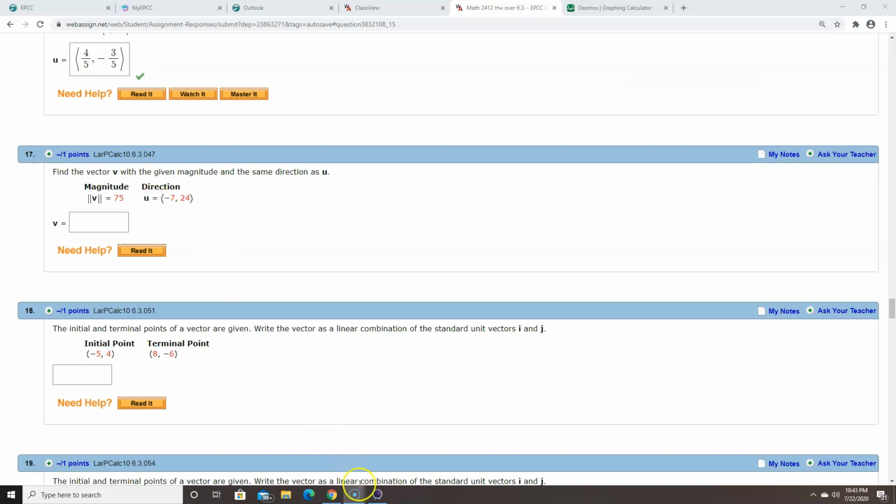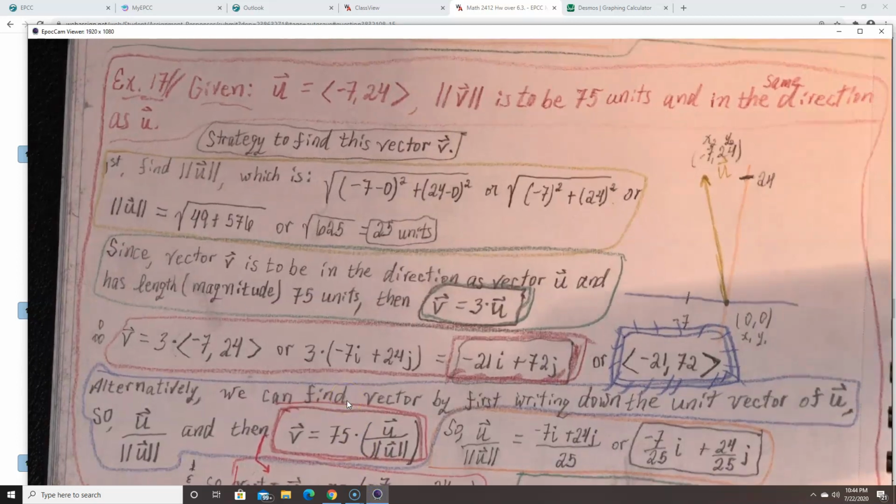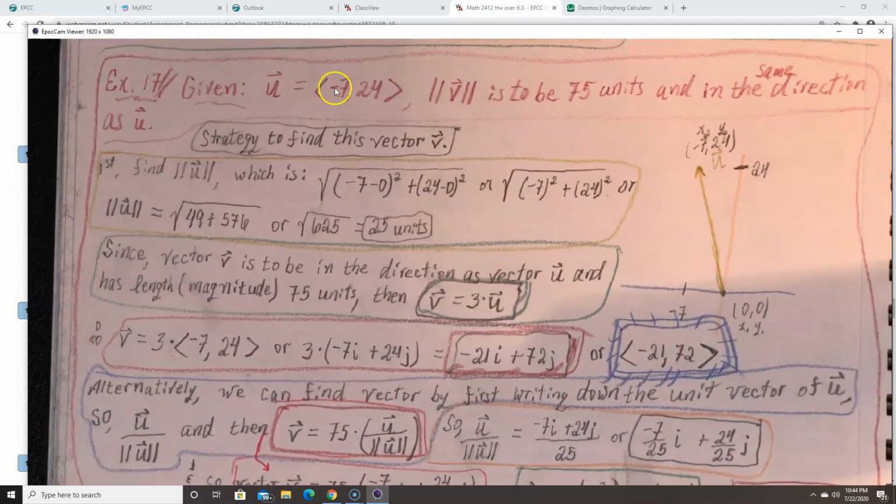So let me show you that. We have a vector in component form, which means it's in standard position. Who cares what the name is? And from the origin, its horizontal component is -7. The vertical component is 24. And that's the terminal point. We could have written this as a linear combination of i's and j's, and we would have written -7i plus 24j. But perfectly fine like this.